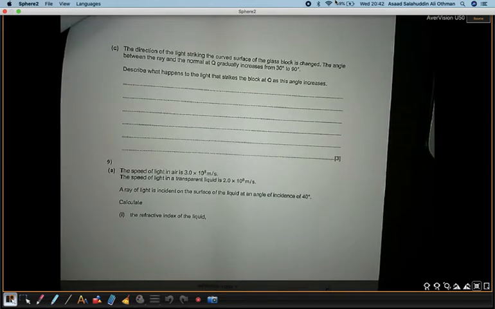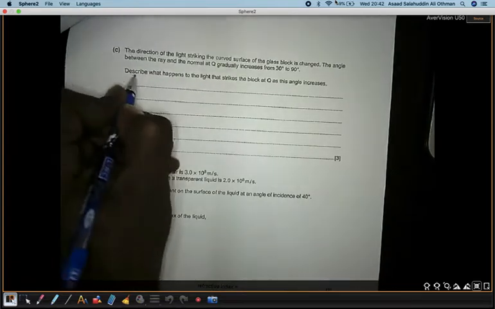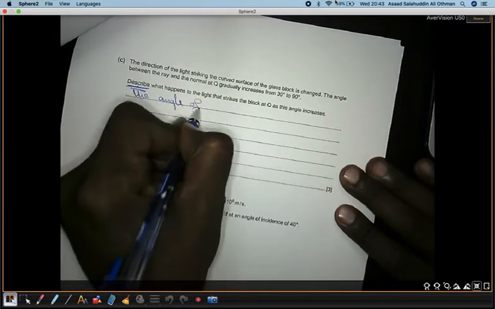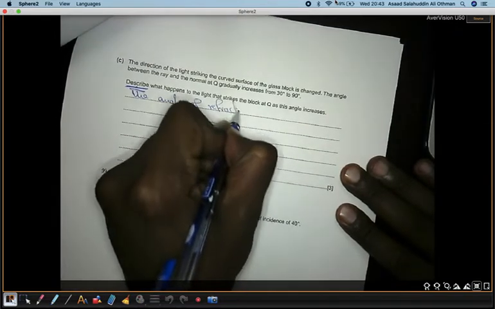The direction of light striking the curved surface of the glass block changes. The angle between the ray and the normal at Q gradually increases from 30 to 90 degrees. Describe what happens to the light that strikes the block at Q as this angle increases. The angle of refraction will increase.